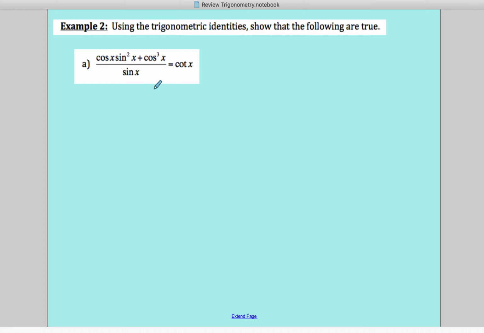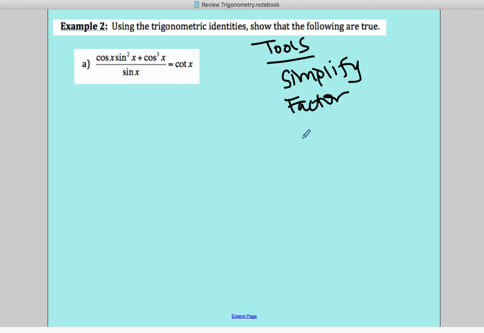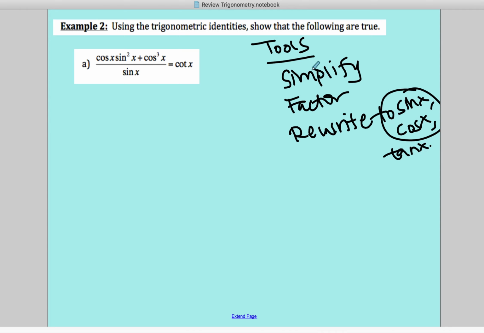Okay, when we're doing trig proofs, our goal is to take the more complicated side and simplify it to the simpler side. So this left-hand side is more complicated. Some tools to use while doing some trig proofs. This is not going to be all of them, but these are some of them. One thing you can do is simplify. The other thing you can do is factor. The other thing is rewrite everybody to be in terms of sine and cosine. Sine, cosine, sometimes tangent's helpful. Okay, usually we stick to sine and cosine. So simplify, factor, rewrite, those are some tools that we want to try.